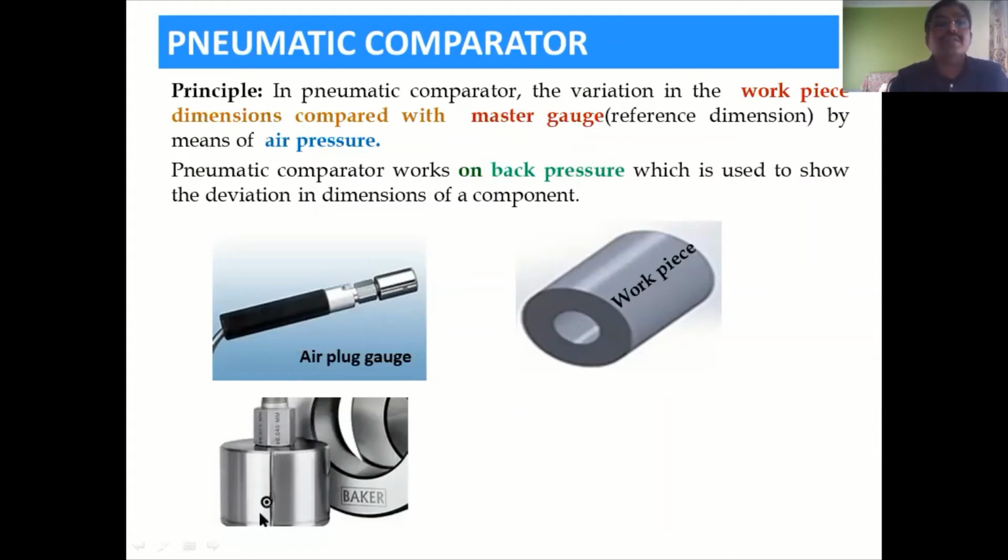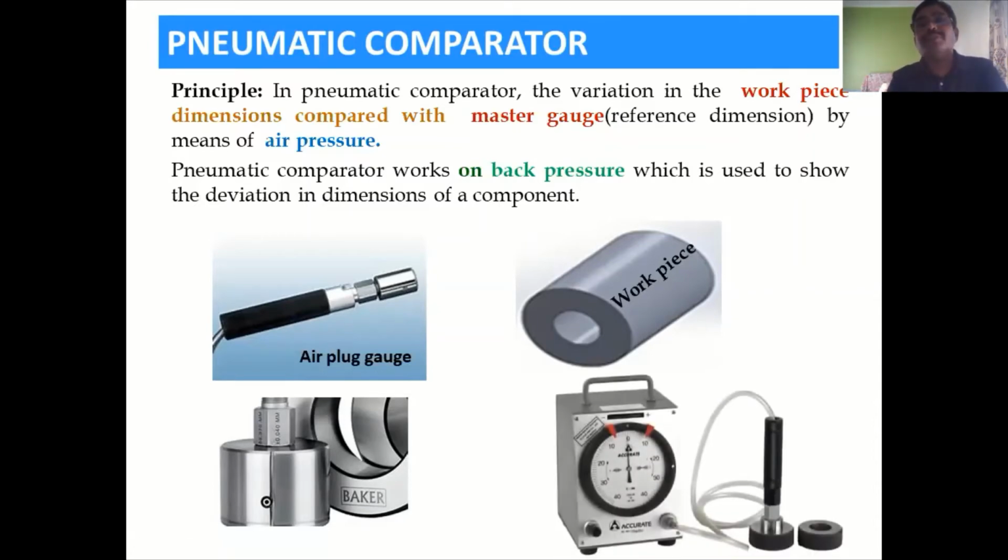Actually the gauge is like this. If you see, this is an enlarged view. When the air is passed, the air will try to come out through this hole. So when we enter the plug gauge, the back pressure will be generated, and that back pressure is shown by this indicating device. In this way, the principle of the pneumatic comparator works.